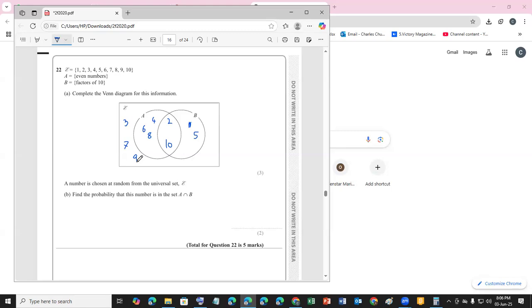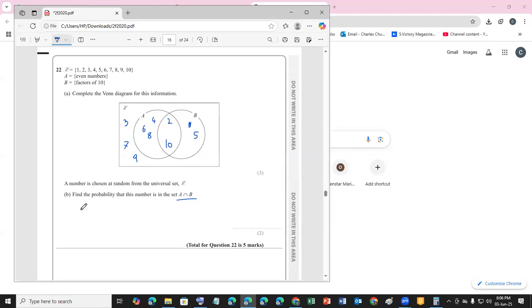Yes. Okay. So it now says, probability is usually a sister task to sets. It says a number is chosen at random from the universal set E. Find the probability that this number is in the set A intersection B. Now you see that if we hadn't done this, we wouldn't be able to answer this question, A intersection B.